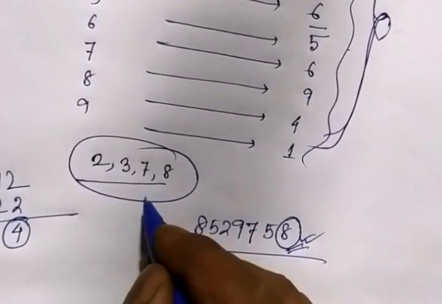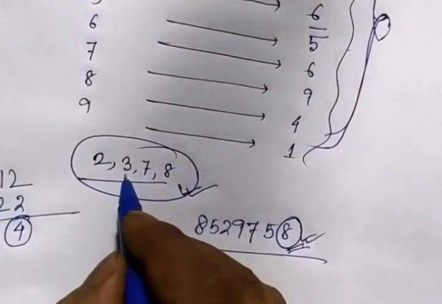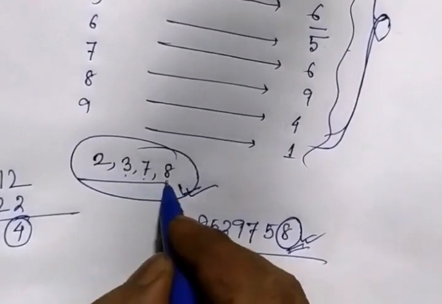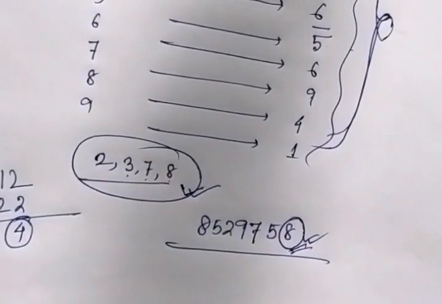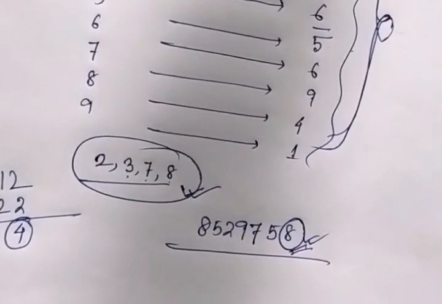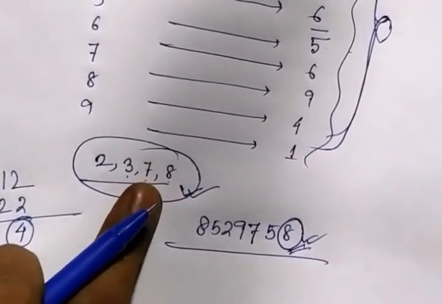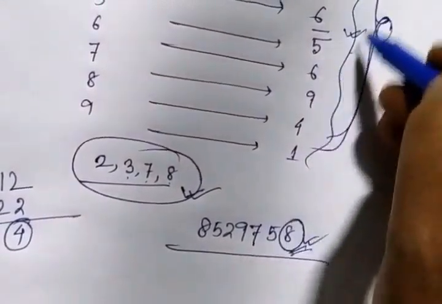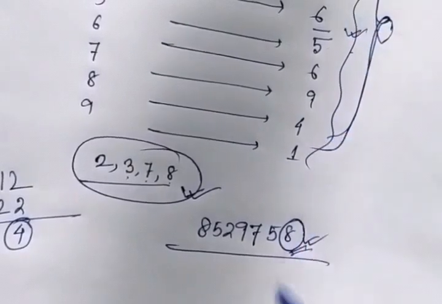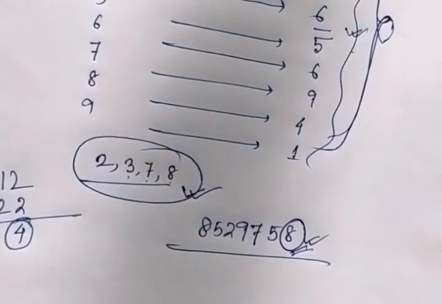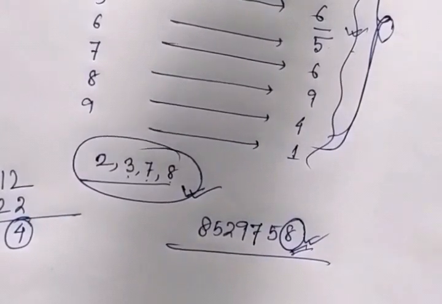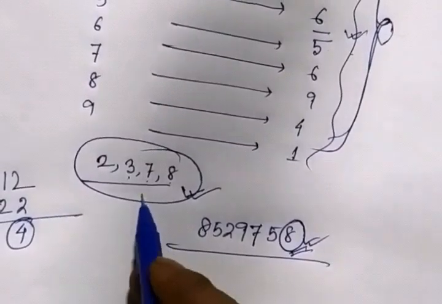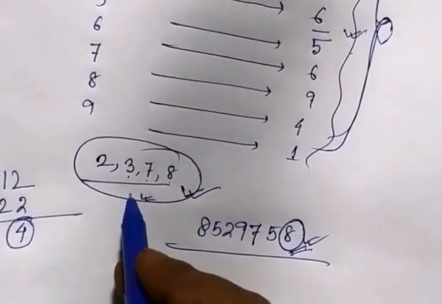But if the last digit is 2, 3, 7 or 8, then we can say directly that it is not a perfect square number. And if the digit is one of the others, then we cannot say directly; it may or may not be a perfect square number. But in this case we say directly it is not a perfect square number.